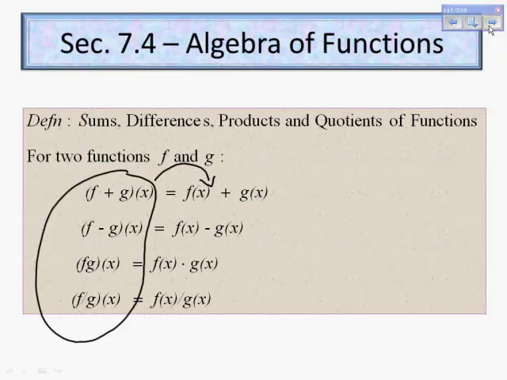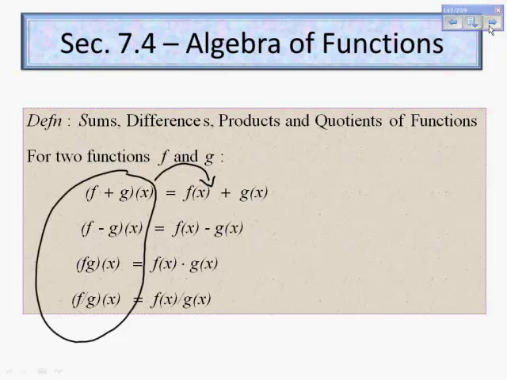So basically, when you see f plus g evaluated at x, all it's telling you to do is to take those two functions that they give you and add them together. If it's f minus g, you want to take those two functions and you want to subtract them. F times g, you want to take those two functions and you want to multiply them. F divided by g, you want to take those two functions and basically write them as a quotient or write them as division.